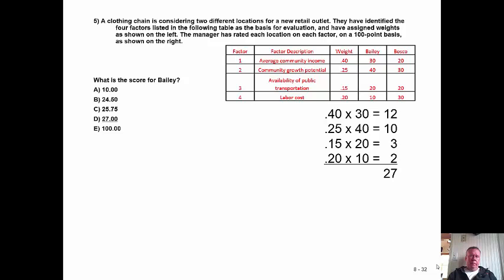So here's a factor rating method. Again, these numbers are somewhat arbitrary, but it does force you to quantify. When you say, well, this place is better, that place is better, it forces you to actually delineate what's there, and maybe weed out the more emotional decisions.